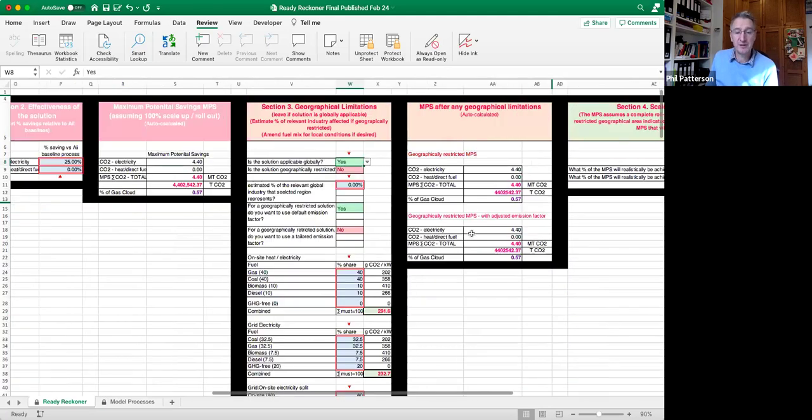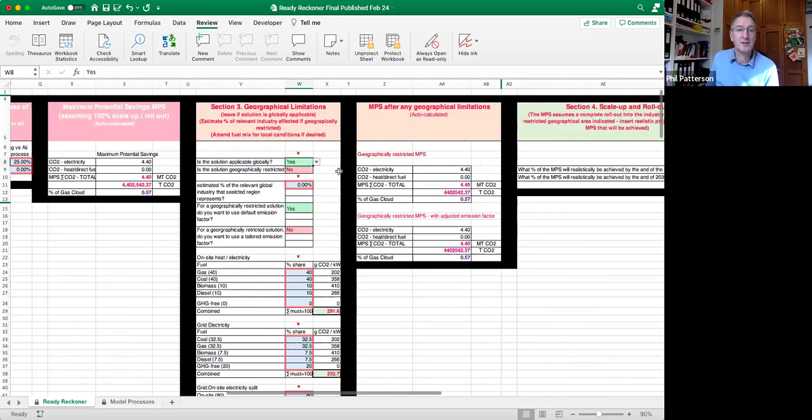Then when we get on to geographical restrictions, what we have to do here is we need to then say it is not globally applicable, it is geographically restricted, and the percentage of relevant global industry that represents, and as we said in the introduction, that is 10% of all cotton weaving. Now, what we have also got with geographically restricted projects is, do we want to use our default emissions factors, or do we want to use local emission factors?